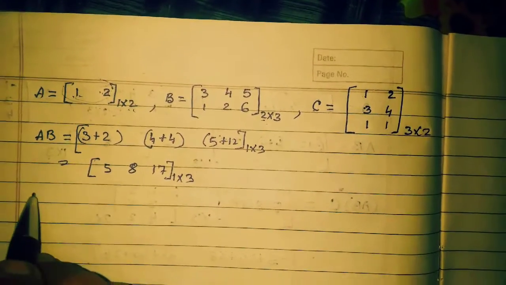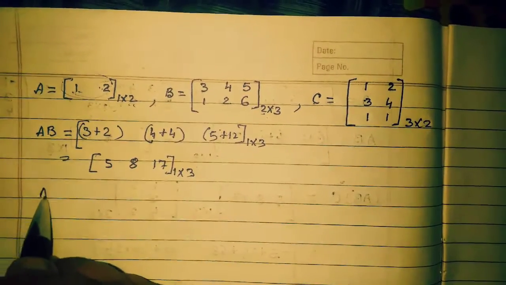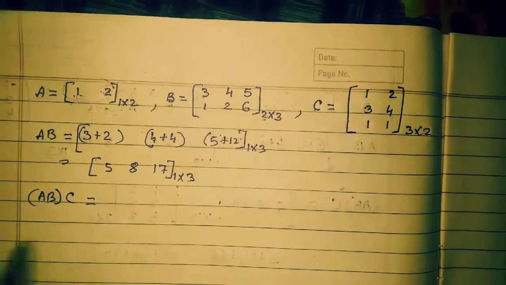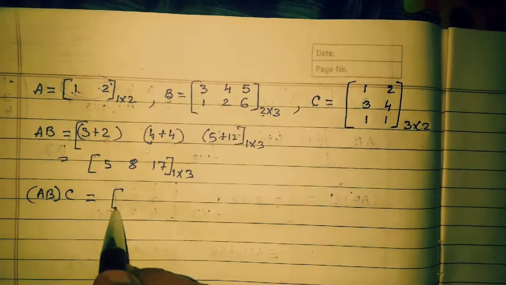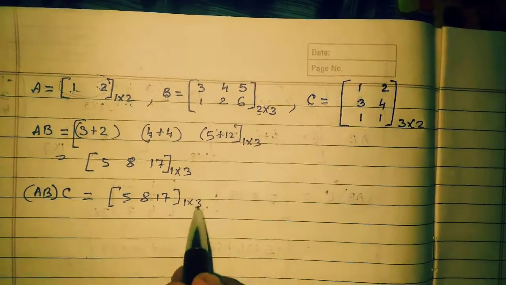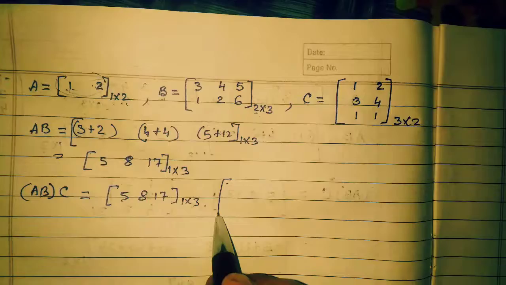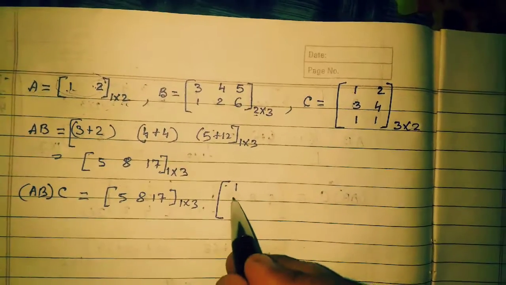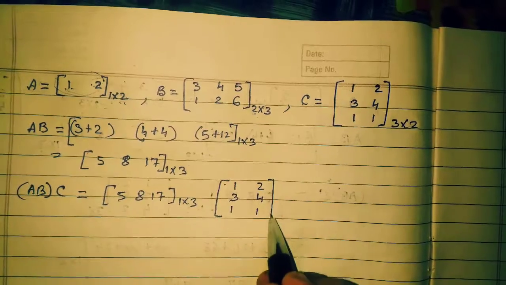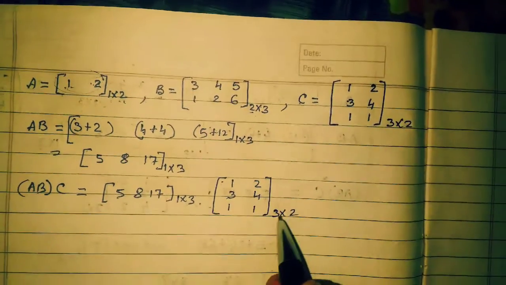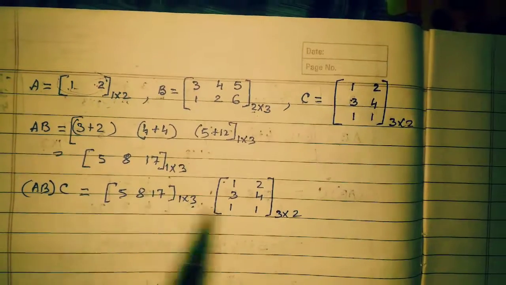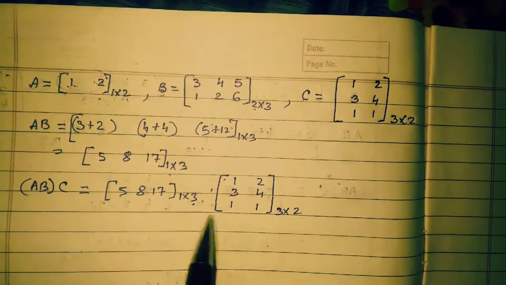Now if you multiply this resultant matrix AB with C, how will you multiply? We'll see here, AB is 5, 8, 17. That is a 1 into 3 matrix, and matrix C is given here, that is 1, 3, 1, 2, 4 and 1. This is a 3 into 2 matrix. Now again we'll check whether multiplication is possible or not. The column of the first matrix and the row of the second matrix are equal.